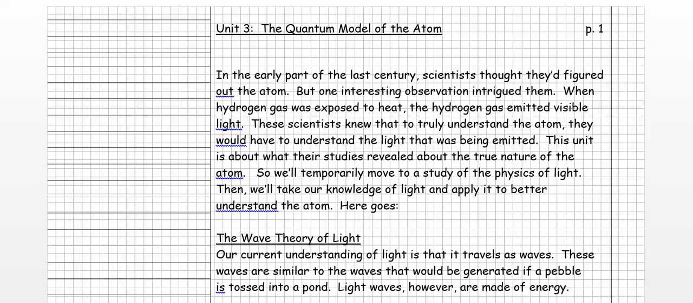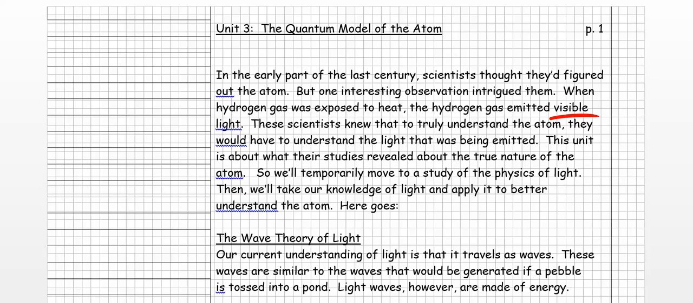So here we go. In the early part of the last century, scientists thought they'd figured out the atom, but one interesting observation intrigued them. When hydrogen gas was exposed to heat, the hydrogen gas emitted visible light. Visible light. These scientists knew that to truly understand the atom, they would have to understand the light that was being emitted. This unit is about what these studies revealed about the true nature of the atom.